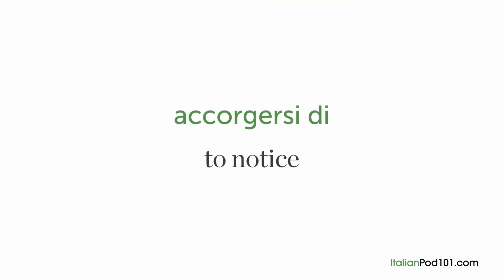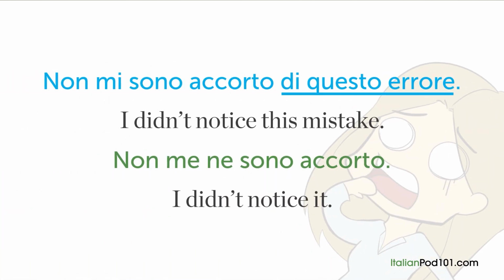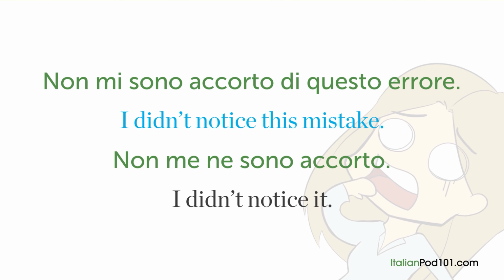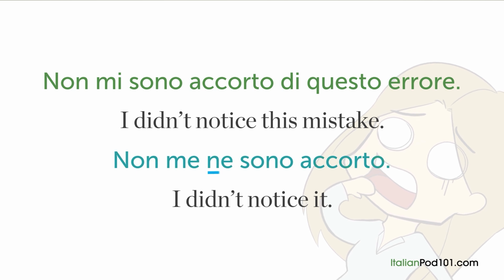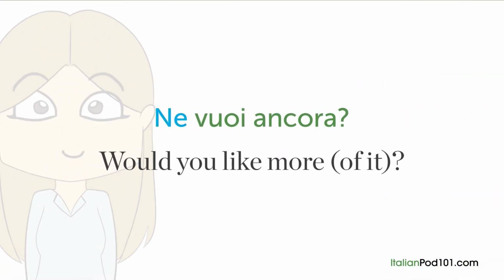Another similar case is accorgersi di, meaning to notice. You can either say, non mi sono accorto di questo errore. I didn't notice this mistake. Or, if it's clear what you're talking about, you can say, non me ne sono accorto. I didn't notice it. Now, let's see where to put this little word in a sentence.